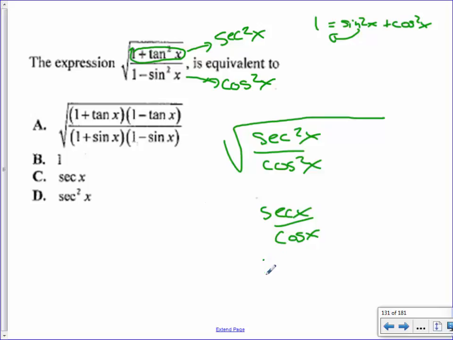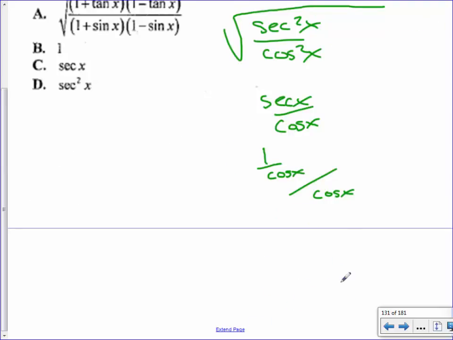Yeah, a secant is 1 over cosine. But then you're dividing by another cosine. Well, this is really like cosine over 1 then. So you gotta be careful here. This cosine is on the bottom of the top fraction, but this cosine is on the top of the bottom fraction. They don't cancel. They actually combine.